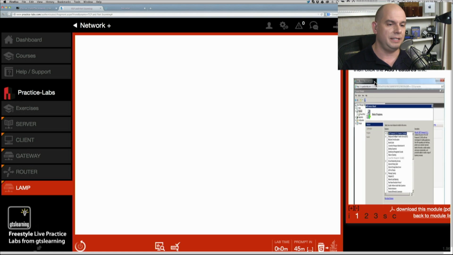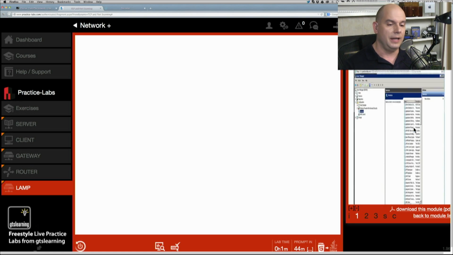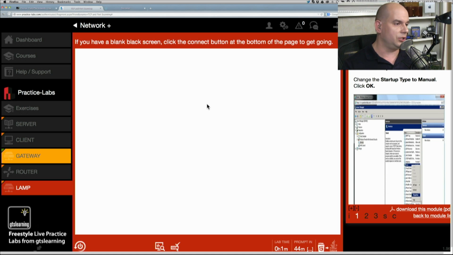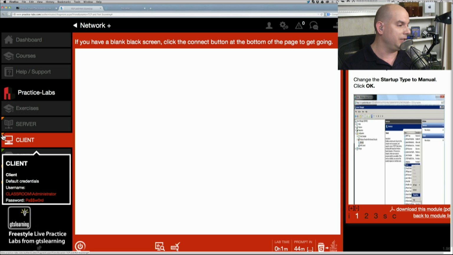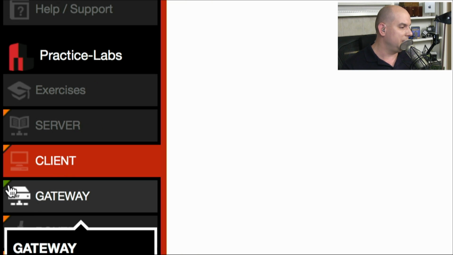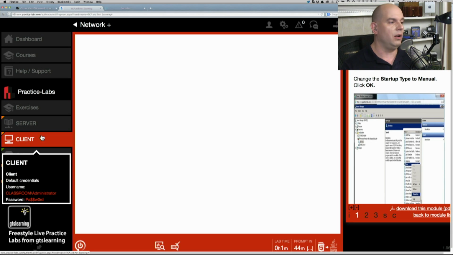So the first one's on TCP handshake. We connect to the server manager. We add some features for Telnet server. It takes you through step by step. You can see very clearly the things that you're supposed to do. When these devices start up, you'll be able to connect to them. You can almost see on my screen, there's a little orange amber light next to them. The ones that are started up and working are green right now. So all I have to do is wait for all of these machines to boot up.